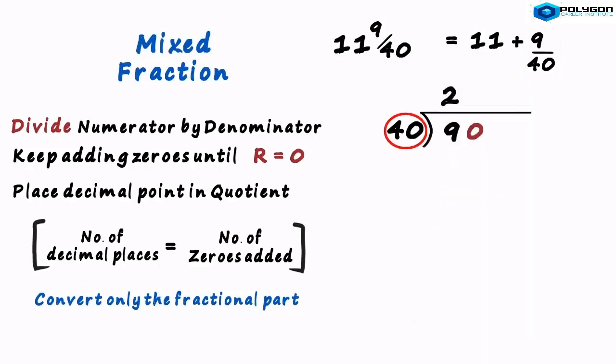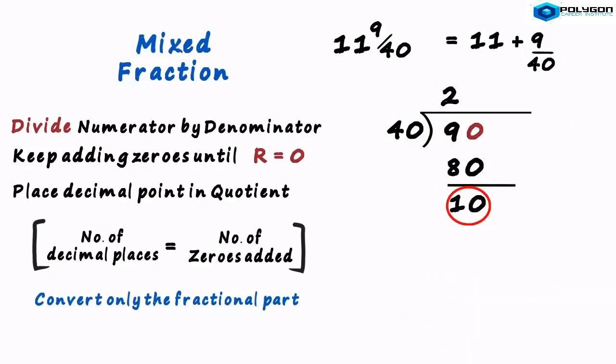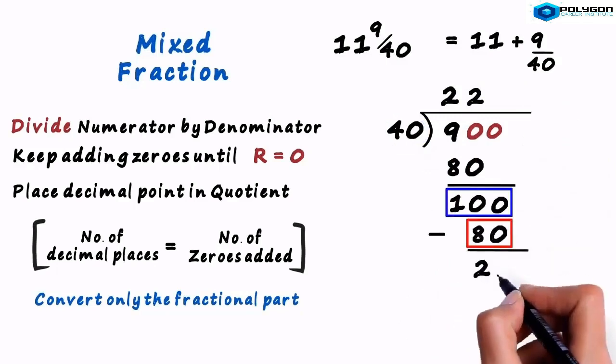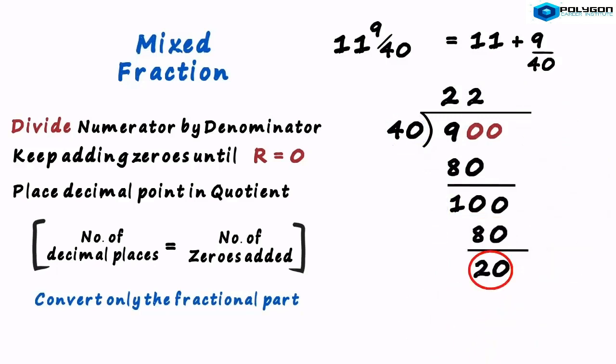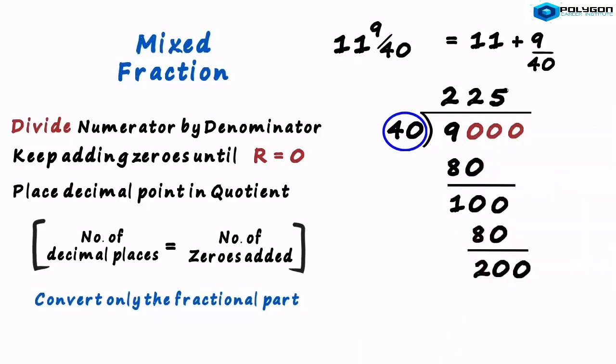40 times 2 is 80. 90 minus 80 is 10. As the remainder is still not 0, we add another 0 here and write it underneath. 40 times 2 is 80. 100 minus 80 is 20. The remainder is still not 0. So we add another 0 and write it here. 40 times 5 is 200. Finally, we get a remainder of 0. We added 3 zeros here.